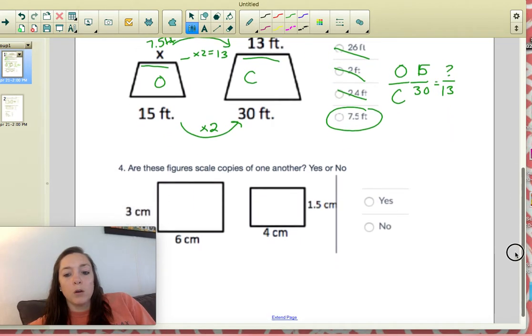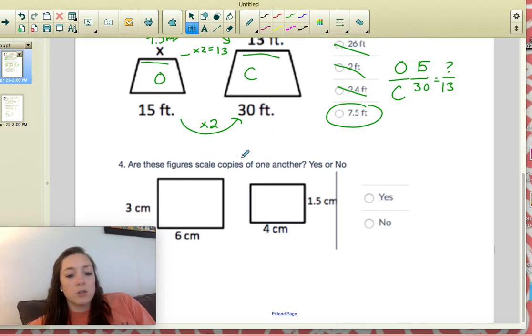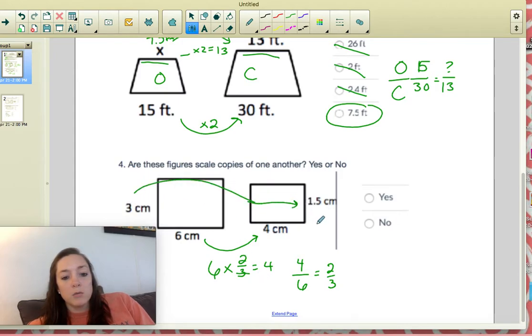For number 4, just practicing this, are these scale copies? So 6 times what gives you 4? Well, it's not times a whole number, but 6 times something gives you 4. If I were to work backwards, it would be 4 over 6, which would be 2/3. So if I do 6 times 2/3, I'd get 4. So let's do 3 times 2/3. 3 times 2 is 6 over 2, which would give me 3. Is that 1.5? No, it's not.